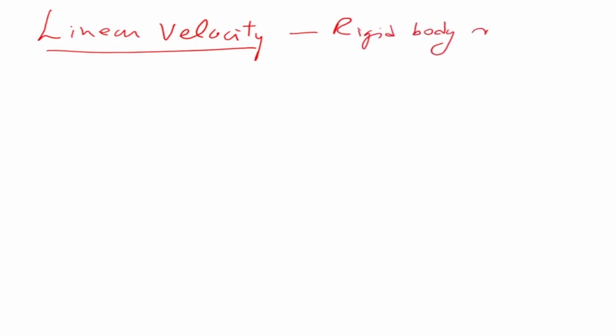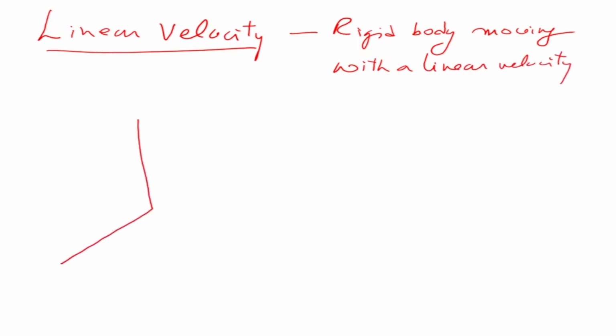So a rigid body is moving with a linear velocity. How do we define that? So what we do is we first say that, say for example, a rigid body moving with a linear velocity. So how do we express this in terms of frames? So we have a fixed frame, which is my frame A, and I have a moving frame, which is frame B. So let's put it like this.